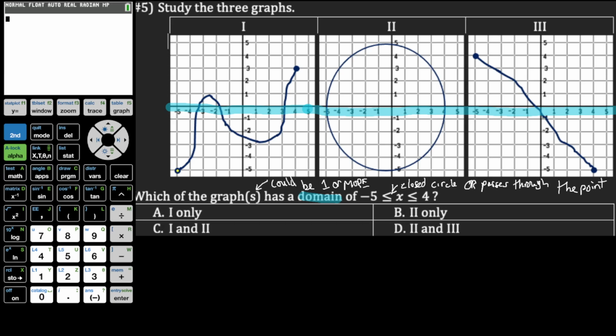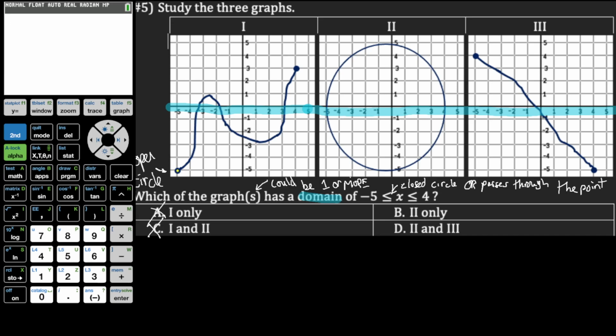So right away, if I'm looking at my first graph on the left, it is at -5. However, if I point out that's an open circle right there, I know just by looking at that option it can't be A or C, because both of those have an open circle on that point, so that means we can't include that one.